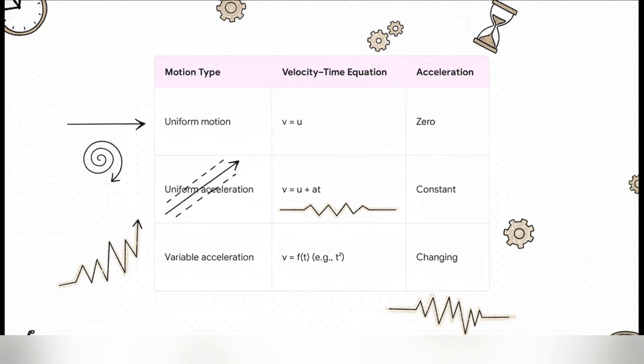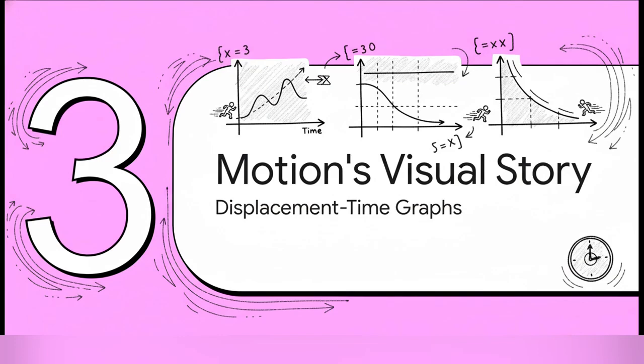And for that wild variable acceleration, well, that's when you'll see velocity equations with higher powers, like t squared or even t cubed. See the pattern? The power of t in the velocity equation is always one step down from what it was in the displacement equation. All right, we have totally cracked the code for equations. So now, let's see what this all actually looks like.